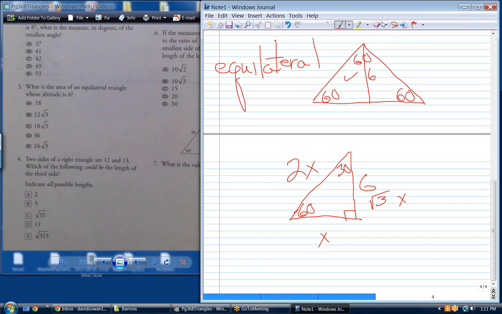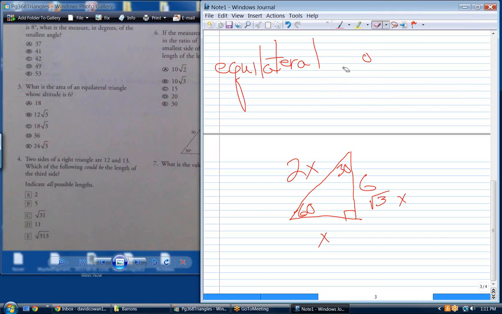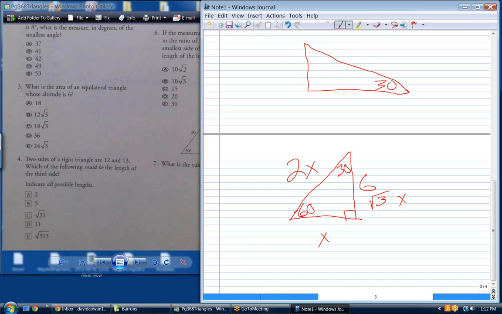In other words, and this is pretty key also, you're going to get lots of questions about similar triangles. You know what similar means? They have the same 3 angles. Okay, so here's one of our special similar triangles.